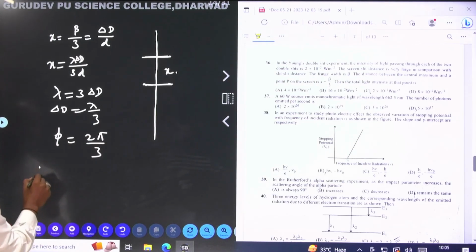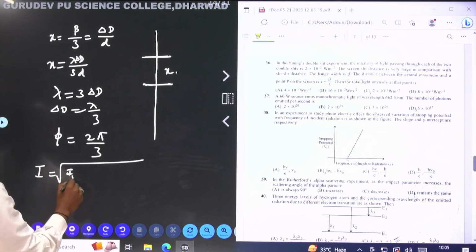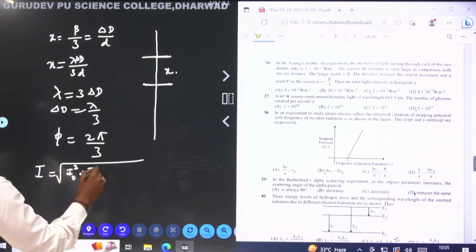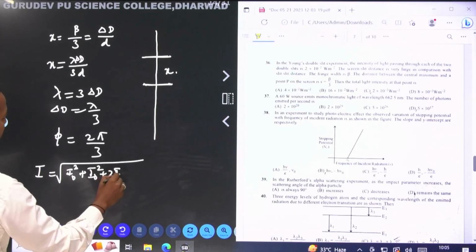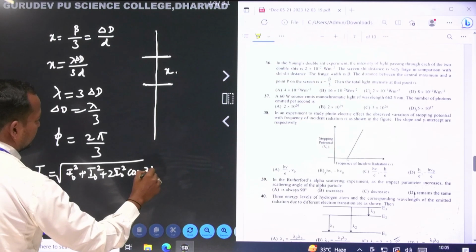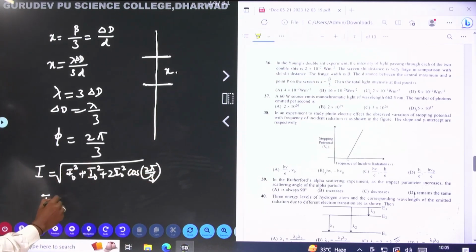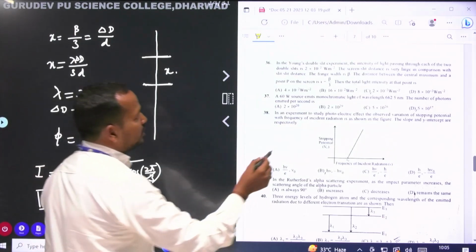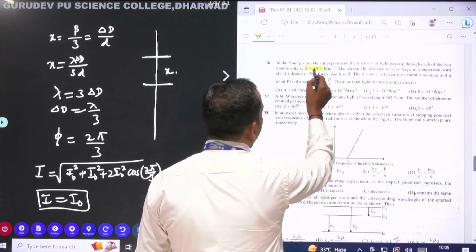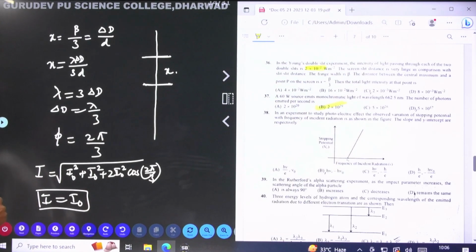After substituting the resultant intensity formula, I is equal to the square root of I naught square plus I naught square plus 2 I naught square cos of 2 pi by 3. After substitution of all these values, you again get I is equal to I naught only. So already they have given I naught, which is 2 into 10 to the power of minus 2. The same I naught value will be the correct answer for this particular problem.